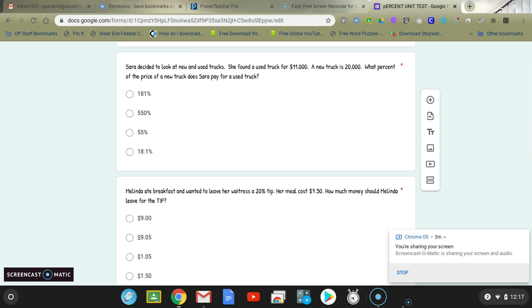Okay, Sarah decided to look at new and used trucks. She found a used truck for $11,000, a new truck for $20,000. What percent of the price of a new truck does Sarah pay for a used truck? So we know the part is that 11,000. We know that whole is 20,000. We need to know that price that she got off. So you're looking for the percent. So 181%, 550%, 55%, or 18.1%.